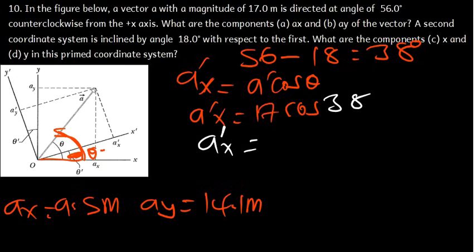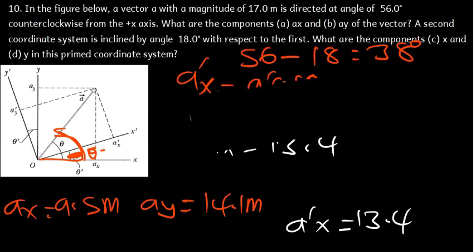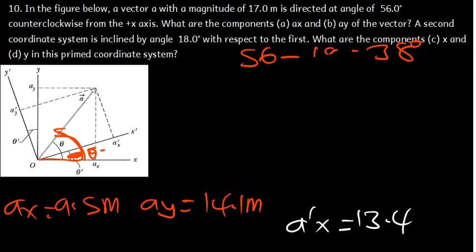17 cos 38, which is giving me 13.396, which is the same as 13.4. So we have managed to find one. Let's now go ahead and find the y component.